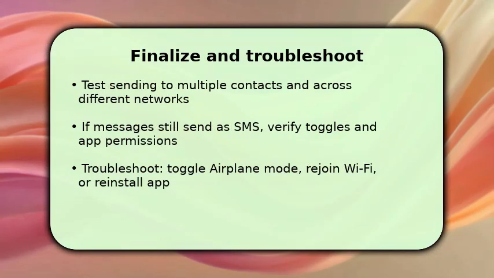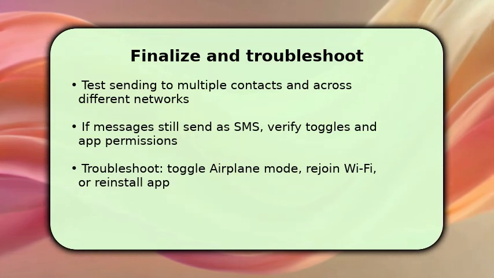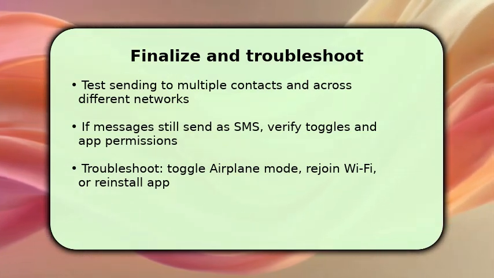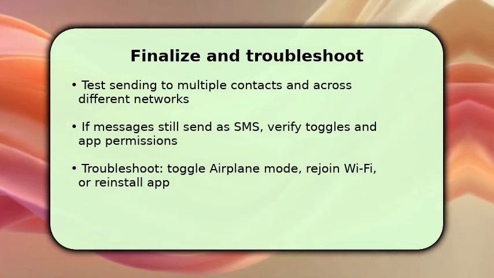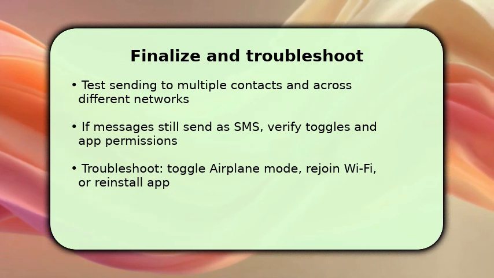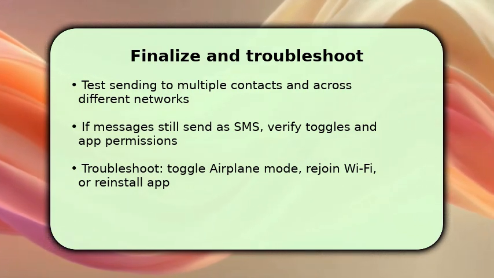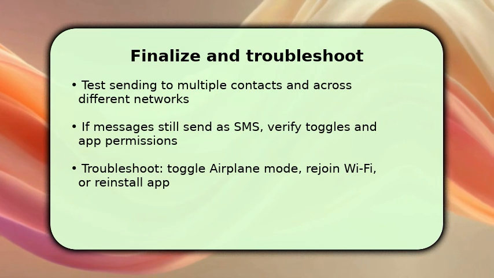message. To finish, perform a few test messages to different contacts and networks to confirm messages go via data rather than SMS. If any message still sends as text, check the Send as SMS toggle, app permissions, and whether the recipient lacks a data-based app.